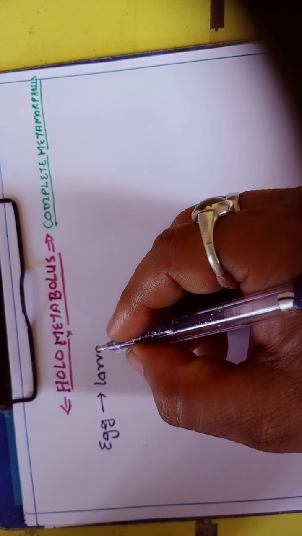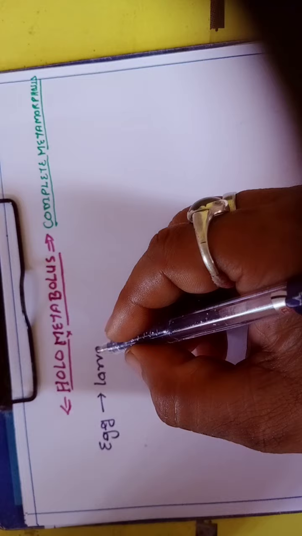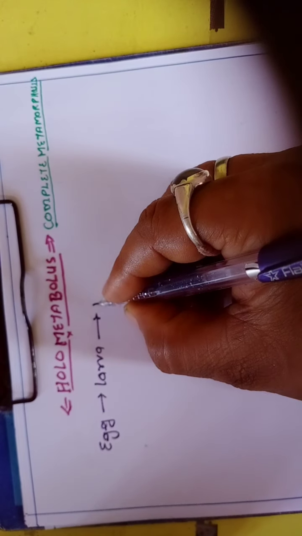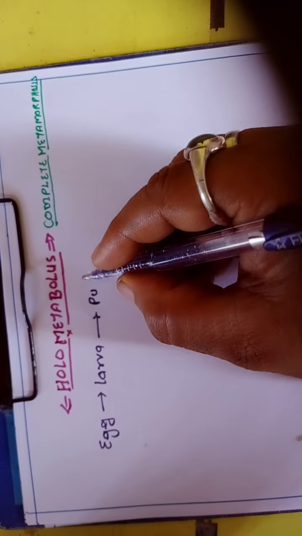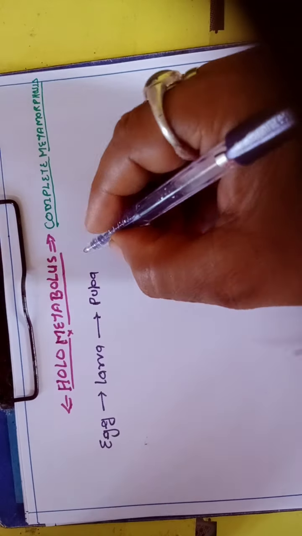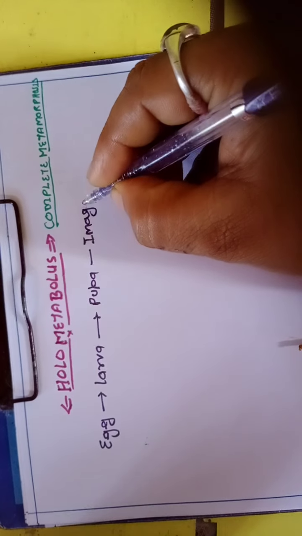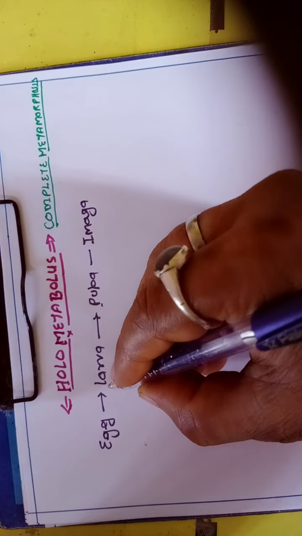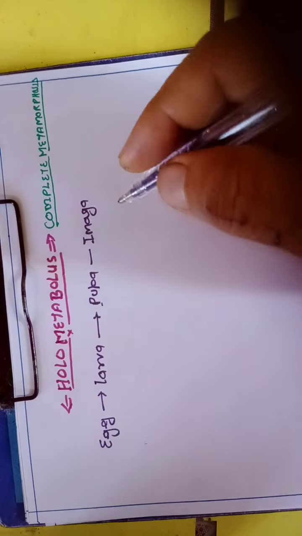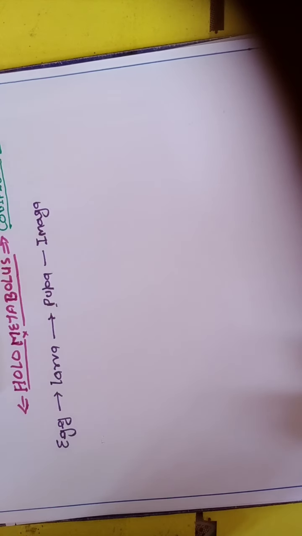So the young one does not come out from the egg. After hatching, the larva comes out and the larva makes pupa. So the main thing is larva, pupa. Here I also wrote, after that imago. The meaning is this, that if larva is present, then it is known as holometabolous. So in holometabolous metamorphosis, the larval form is present here.